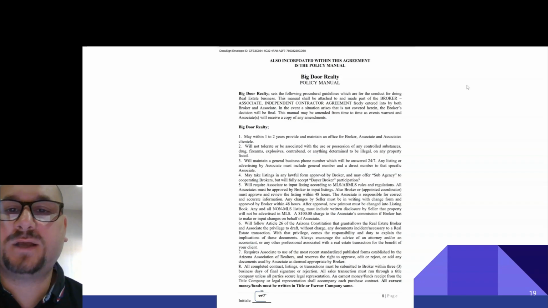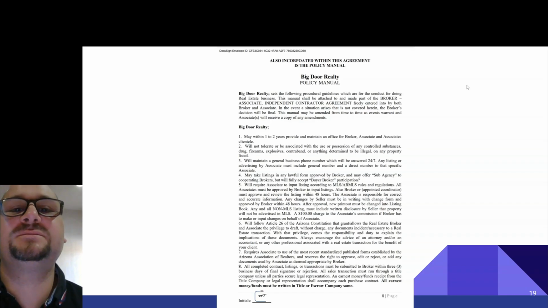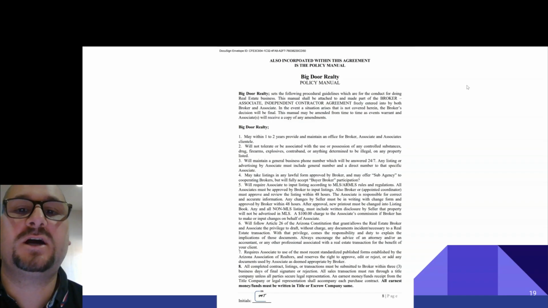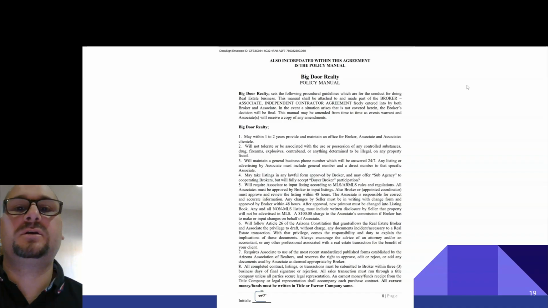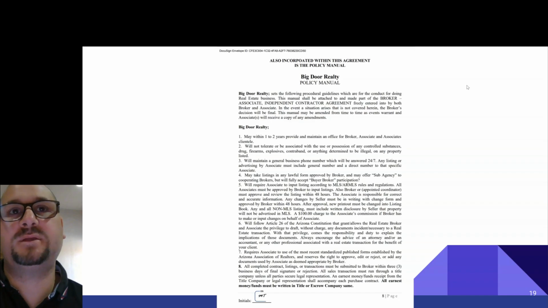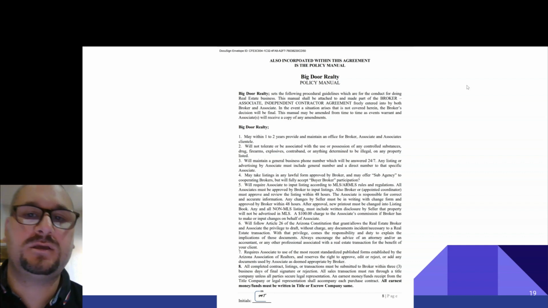In the event a situation arises that is not covered herein, the broker's decision will be final in their sole discretion, right? Which means if they choose to. This manual may be amended from time to time as events warrant, and associates will receive a copy of any amendments. An addendum would be add-ons, but amendments are changes. So any amendments, any changes.